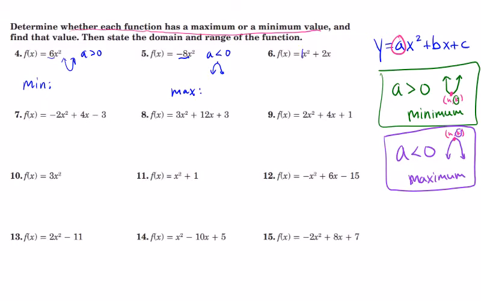Here we have a positive 1, so a is greater than 0, so we're going to have an upward facing parabola, which means we're going to have a minimum. And so forth and so on. So we can go through there and easily find if it's a max or a min. Real quick, number 7, we have a is less than 0, it's negative, so we're going to have a downward facing parabola, so it's going to be a maximum. You can find whether it's a min or max pretty easily just by looking at it. Now we want to find the value.